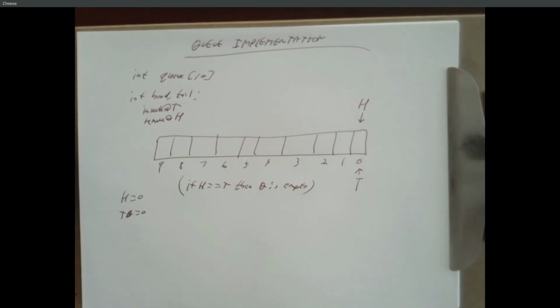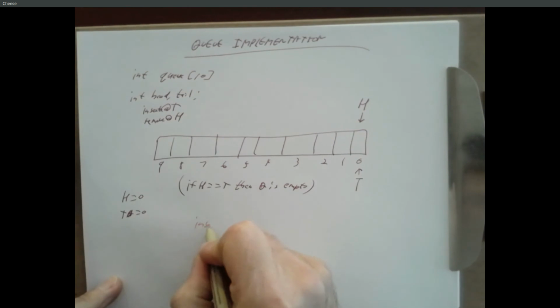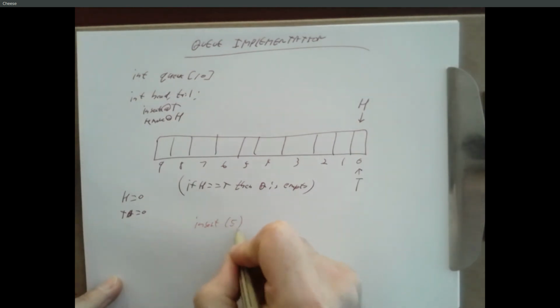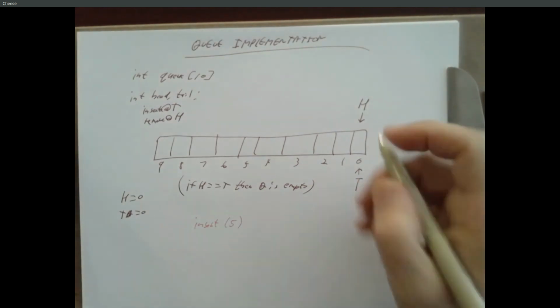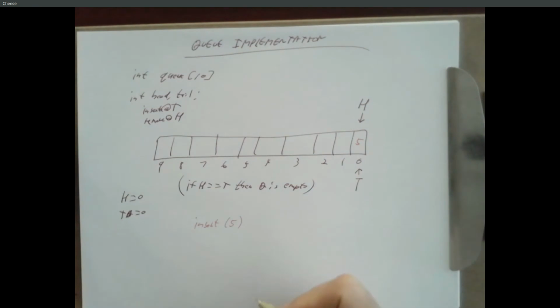Okay, so let's insert a 5. We insert at the tail, right? The tail is equal to 0. We just write the 5 right here at index 0. That's pretty easy. We got one more thing we have to do. Increment the tail, because right now if we insert something else, it would also go at location 0.